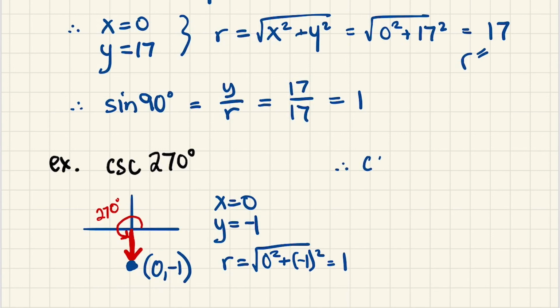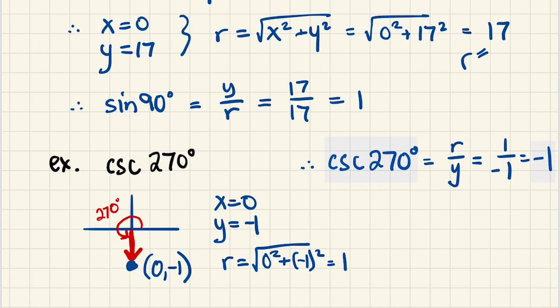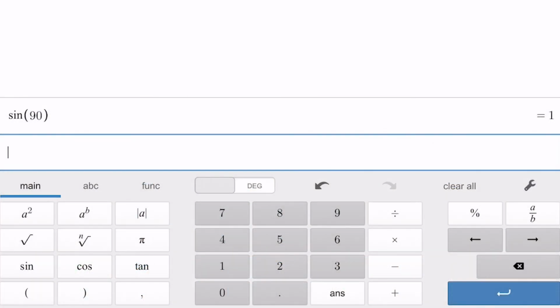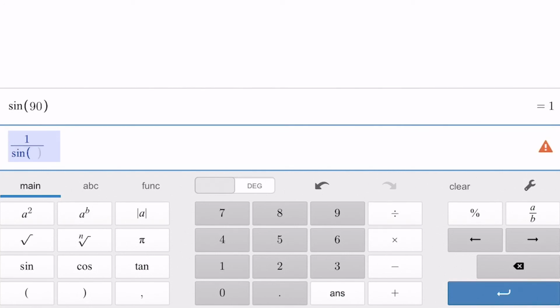Now we can say that cosecant of 270 degrees is defined to be r over y, and that would be 1 over -1, which is -1. So cosecant of 270 degrees is -1. And let's confirm that on a calculator. Now your calculator might not have a cosecant button, but we know that cosecant is the reciprocal of sine, so I'm going to go 1 divided by sine of 270 degrees. And indeed, we do get an answer of -1.